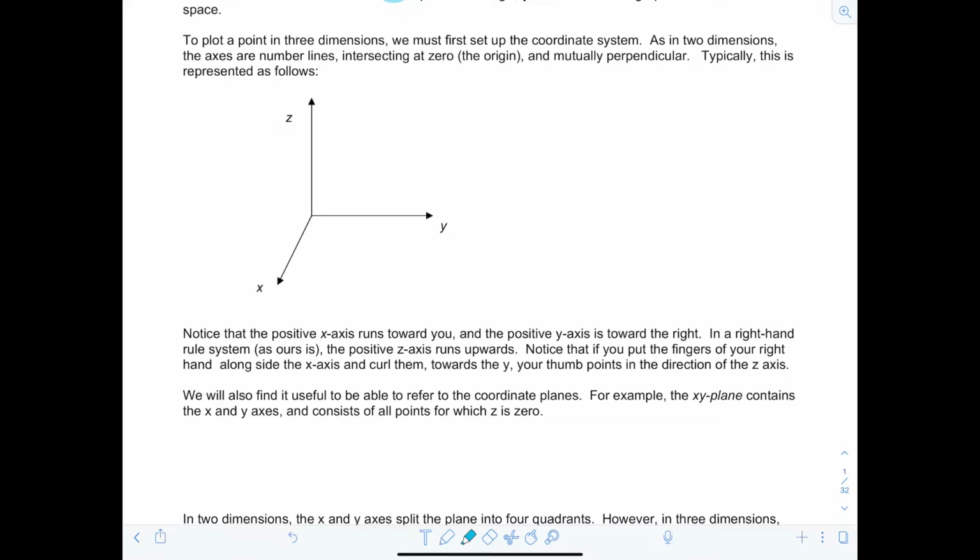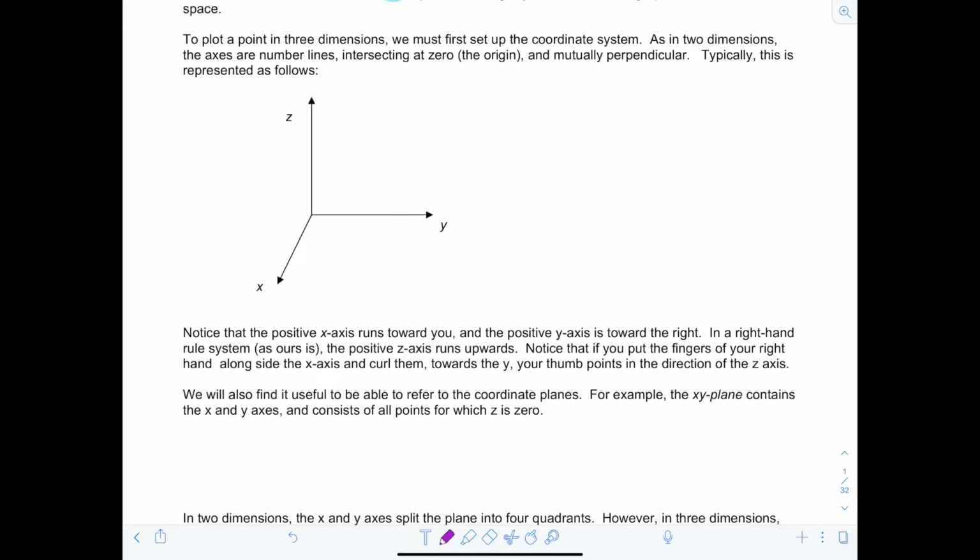So what do we mean by a right-hand rule system? If you take the fingers of your right hand alongside the x-axis and then you curl those fingers towards the y-axis, your thumb points in the direction of the z-axis. So that's how you know the direction of positive orientation.